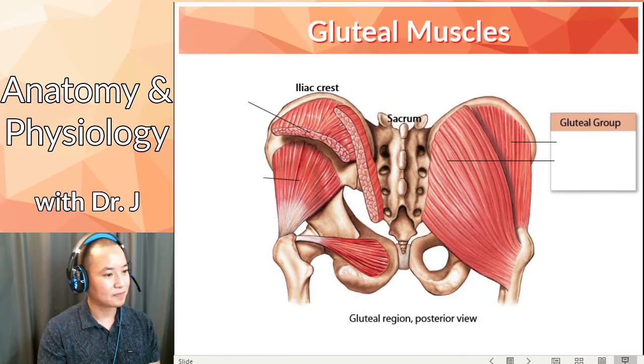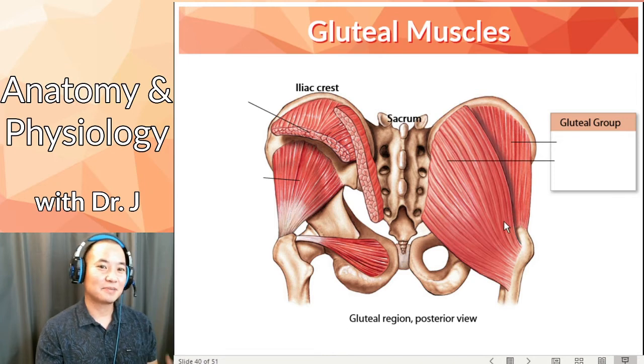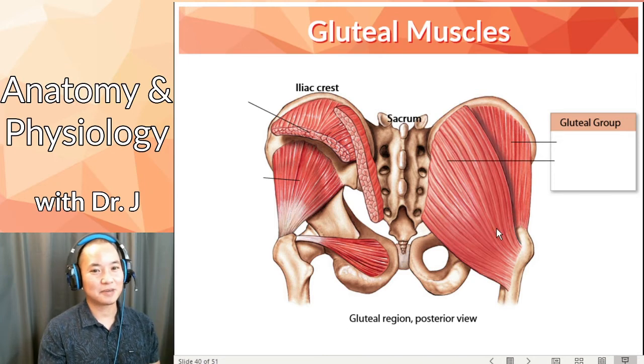Now, gluteal muscles, and this is interesting. I remember one semester one of the female students asked me, is it true we have three butts? And I'm like, wait, what? And then I was like, oh, I think she's talking about gluteal groups. So yeah, we talk about our glutes, but it's not like we're talking about our glutes singular. We're talking about our glutes as a group.